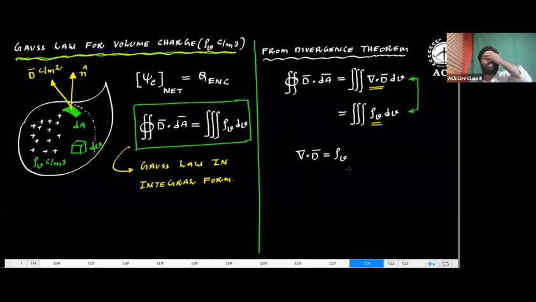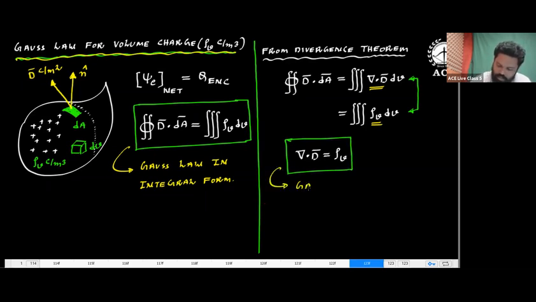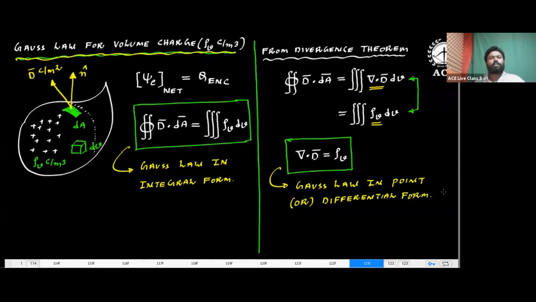Hey, this is one of the Maxwell equations. Isn't it? Very interesting. This is called Gauss law in point or differential form. Clear, beta? Yes. See here, what they are conveying is the same thing.